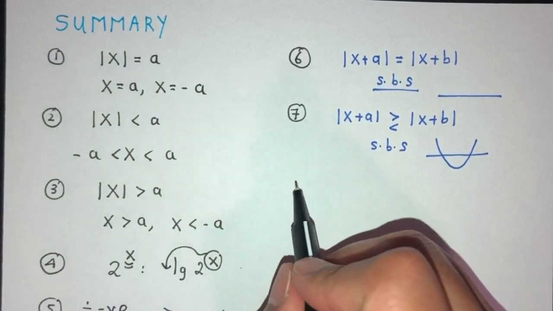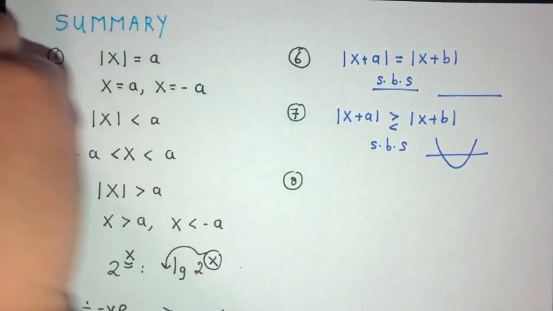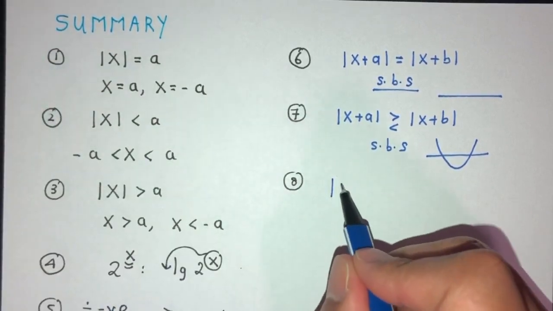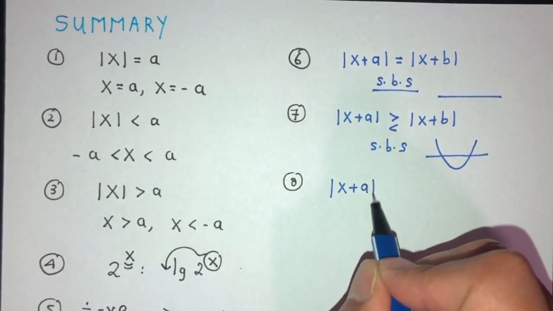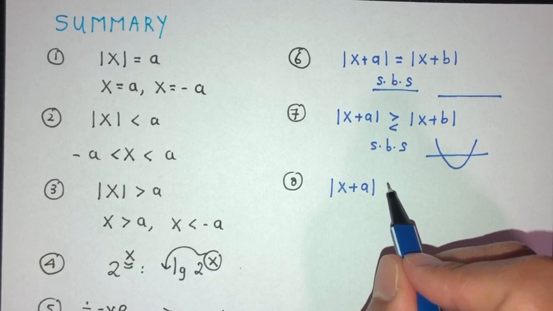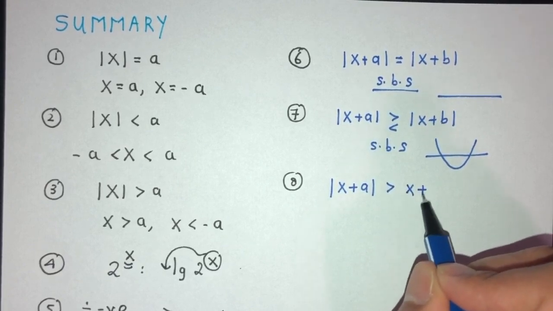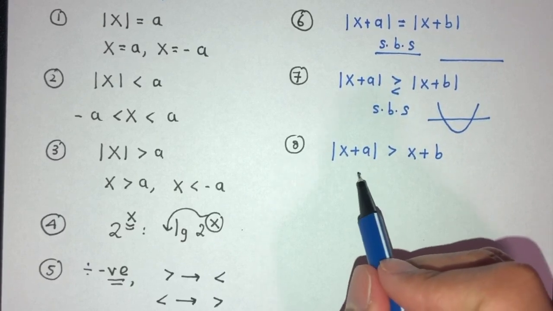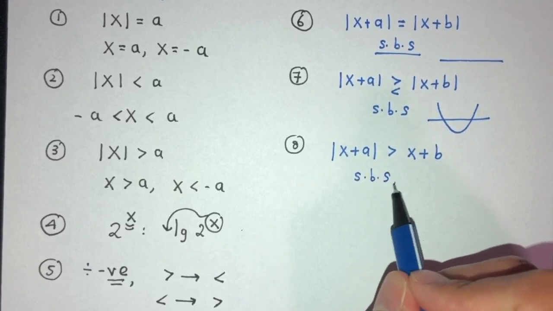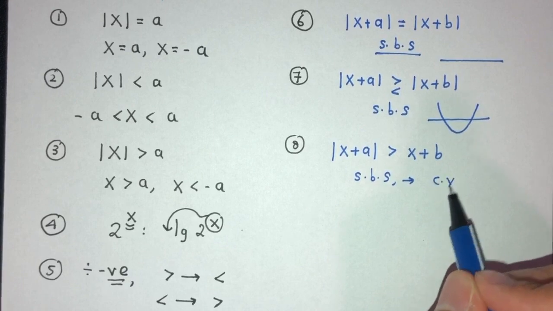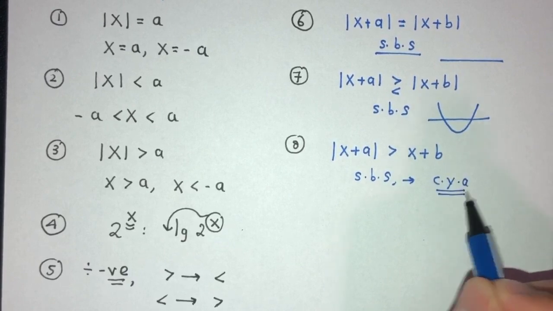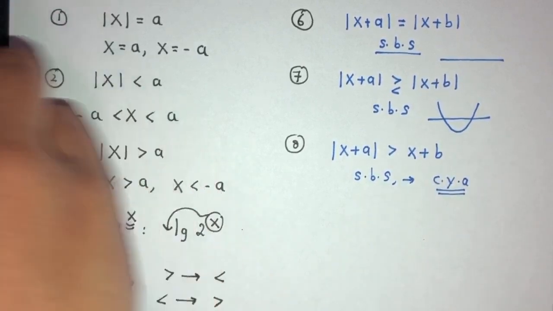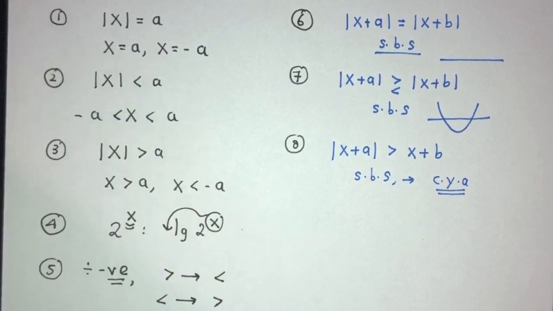And then I think this is the last one. When you have modulus on just one side, and then here let's say we have more than, let's say, x plus b, right? We will have to obviously first square both sides and then check your answer at the end to choose which one is valid. That's the 8th part.